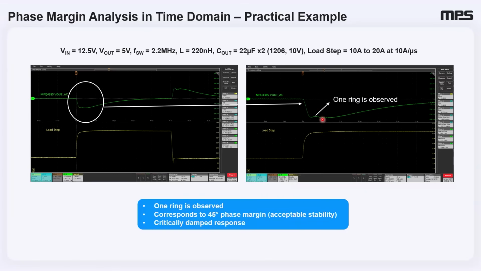A 45-degree phase margin is generally considered acceptable stability for most power supply applications. And it also indicates a critically damped response, which means the system settles quickly with minimal oscillations. So this is often a sweet spot for designers, offering a good balance between fast transient response and stable operation without excessive ringing.